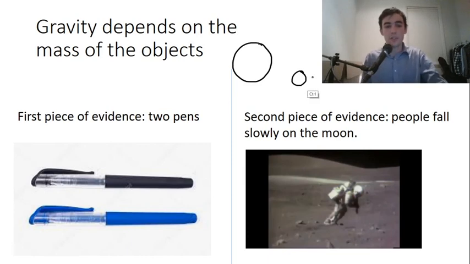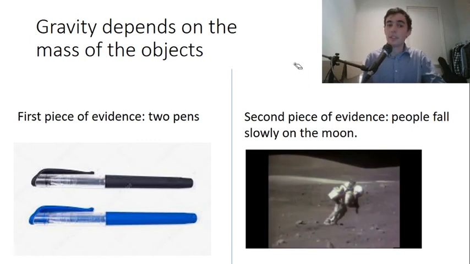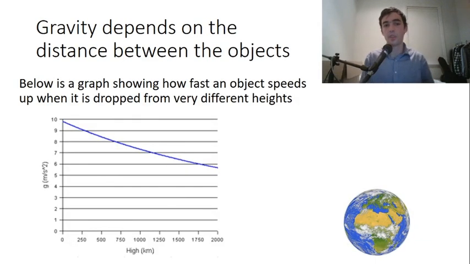Okay, so if the two objects have a lot of mass, there's a lot of gravity. The force of gravity is very strong. If the two objects don't have much mass, the force of gravity is very weak. Okay, now here's the second thing that influences how strong the force of gravity is. So the second thing is the distance between the objects.